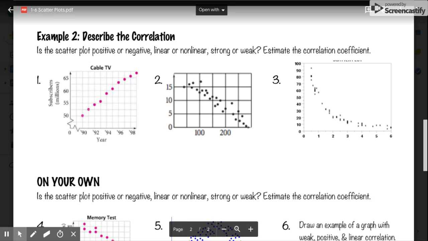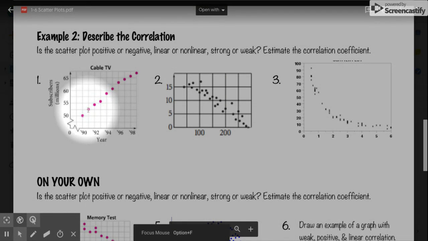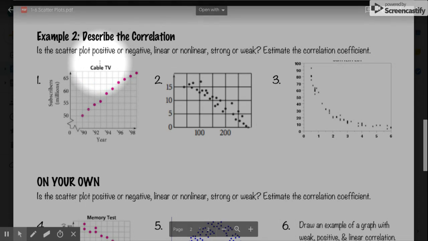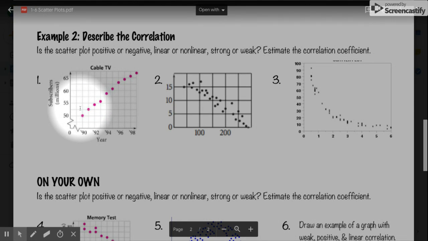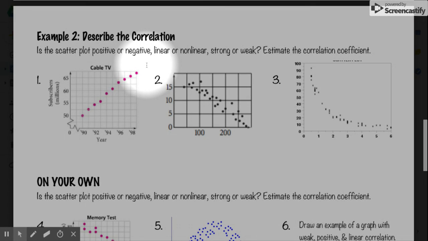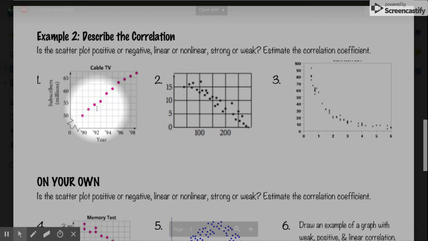I'm just going to say the answers out loud because it's going to take me forever to write with this computer pen. So first, positive or negative. Because these points are going up, it is a positive correlation. Next one, linear or nonlinear. Because they are forming a line, it's linear. And then strong or weak, they are really, really close together, so that would be a strong correlation.